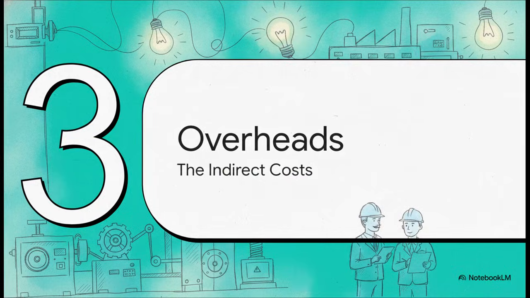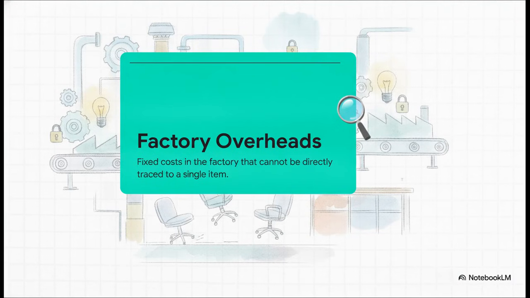Okay, Section 3, Factoring in Overheads. As we look around the factory floor, beyond just the carpenter and the wood, we see the big lights, the heavy machines, the floor supervisors. We obviously can't just ignore them. But here's the catch. You can't just attach a tiny fraction of the factory's monthly rent or the machinery's depreciation to one single chair. It's practically impossible, right? So we group these together as indirect factory overheads.